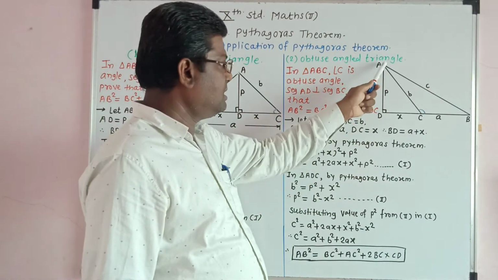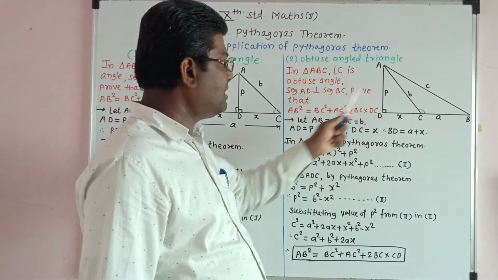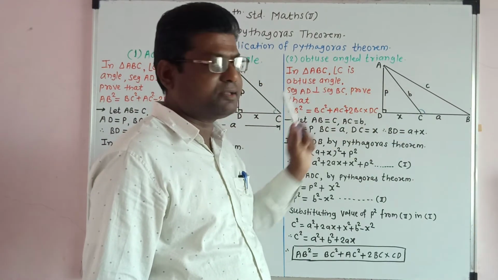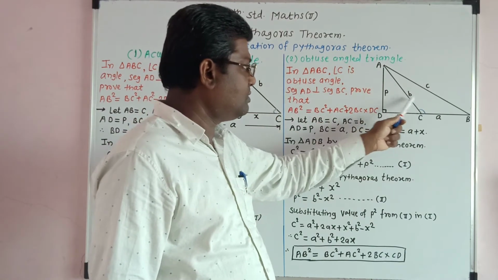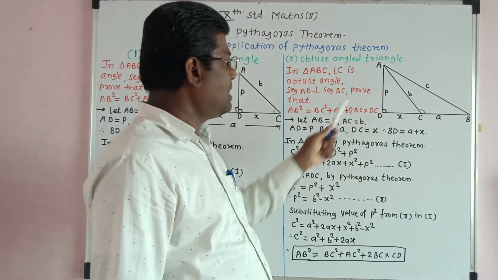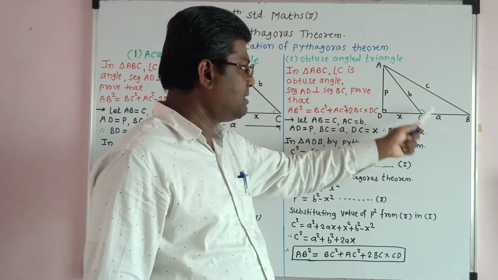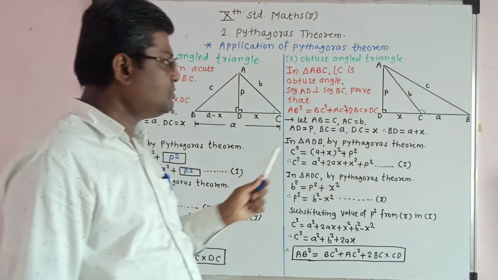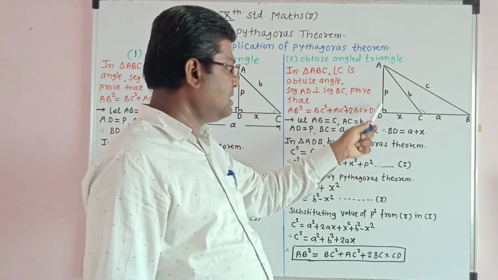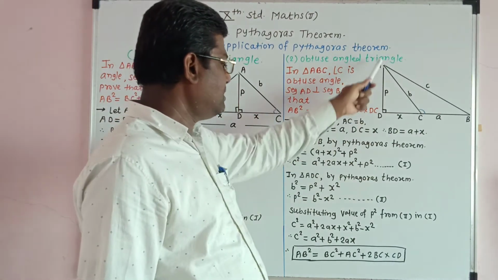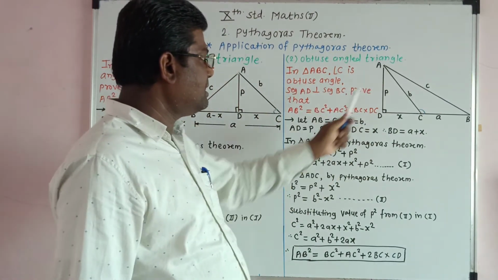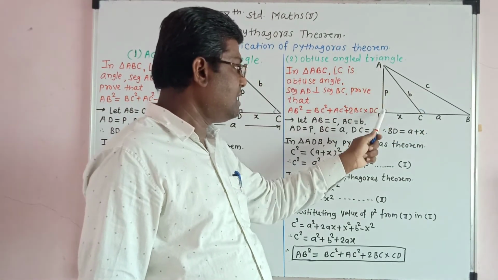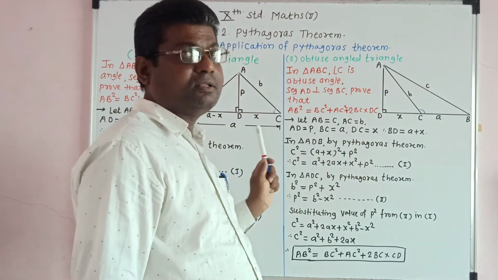Now AD is equal to p, then AB is equal to c, side opposite to vertex C, and AC is equal to b, side opposite to vertex B, and BC is equal to a, side opposite to vertex A. Now here also there are two right angled triangles, triangle ADB and triangle ADC. In triangle ADB, c is hypotenuse and AD and DB are the perpendicular sides.